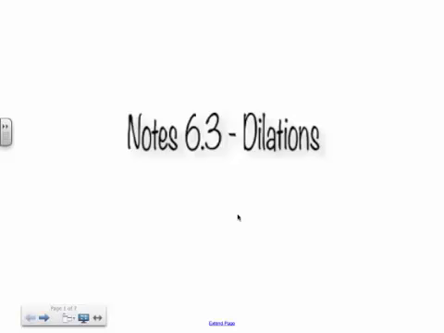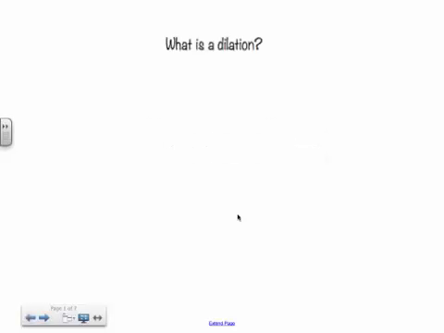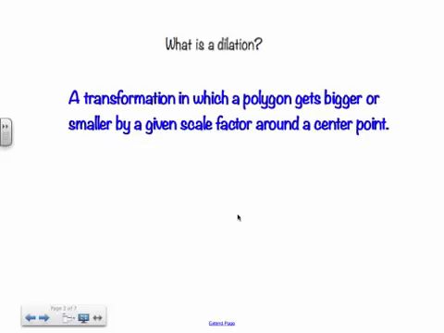So if you could look at the first two questions that you see on your notes on page 7. The first question is asking you to write down what is a dilation. So let's write the definition of it down first, and then let's talk about what it really is. So if you could write this definition down. A dilation is a transformation in which a polygon gets bigger or smaller by a given scale factor around a center point.